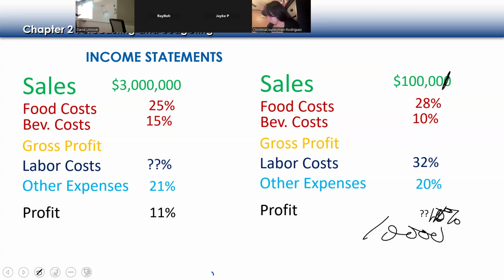Okay? If I can decrease this to 30, that's 2%. Okay? If I can decrease my food cost to 26, now I've got 14%. So now I've got $14,000.